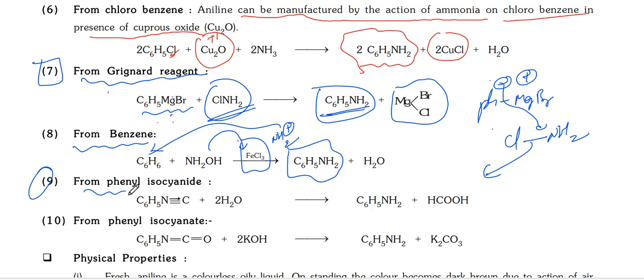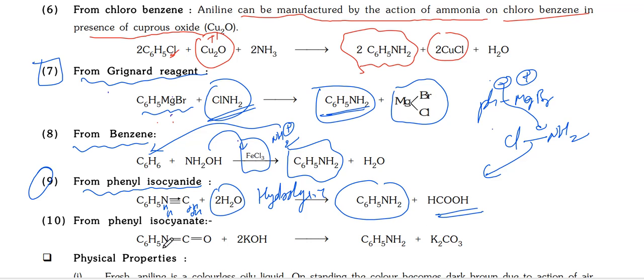Next, from phenyl isocyanide. It is almost like aniline but here there is an extra carbon, which you have to remove. Just do the hydrolysis, then you get hydrogen and OH, like that. So you get aniline and formic acid.